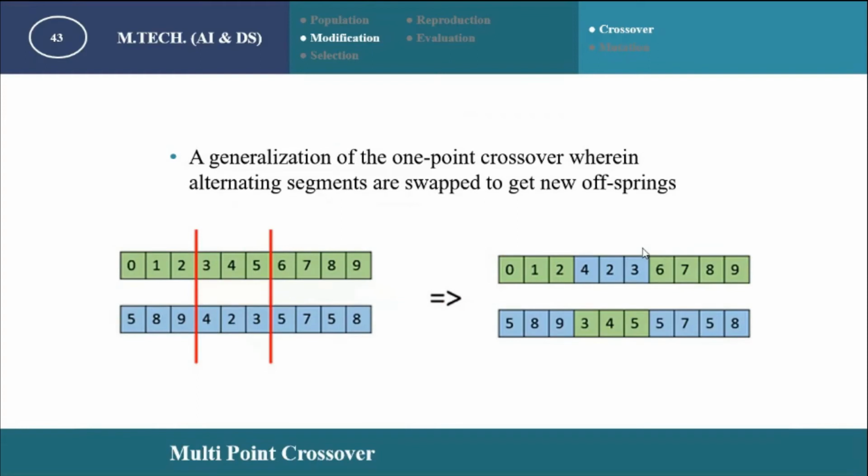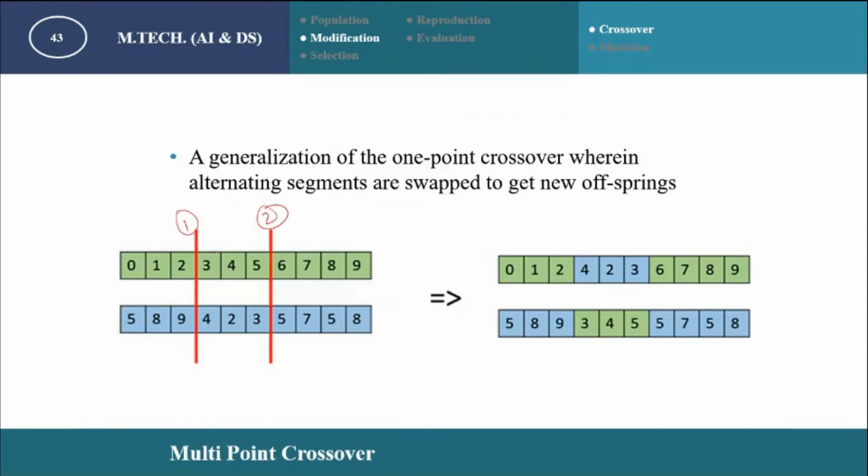And the next type of crossover is multi-point crossover. In the case of multi-point crossover, it is actually a generalization of the 1-point crossover. So in this case, there will be more than one crossover point. That is, there will be more than 2 segments, at least 3 segments. See here, there are 2 different crossover points. This is the first crossover point, and here is the second crossover point.